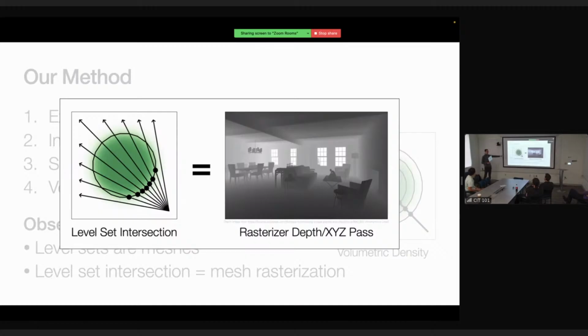No, so this is actually rasterization, because you do it independently for each level set. So you just render 3 meshes with the rasterizer, and you get 3 different XYZ passes out. This will be clear on the next slide. Okay, so then I don't shoot rays. I guess it's equivalent to shooting rays through pixels, but you are doing rasterization because that is mesh rendering.